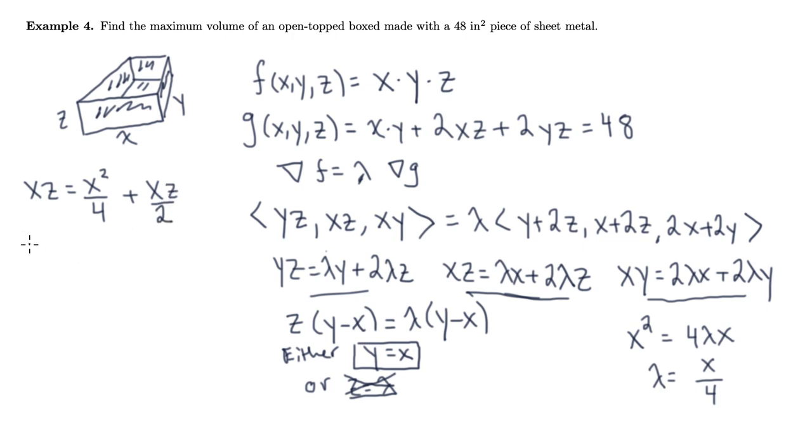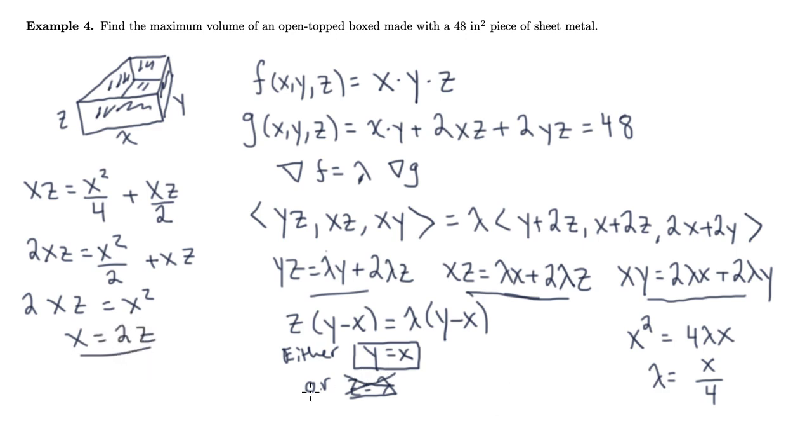Okay, let's multiply through by 2, so I get 2xz equals x squared over 2 plus xz, or in other words, xz, we can move this over, and then multiply by 2 is equal to x squared. But x is not 0, so it must be the case that x is equal to 2z. So we have x equals y, and x equals 2z.